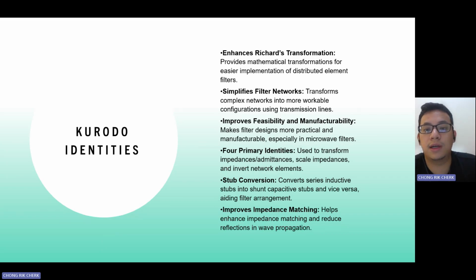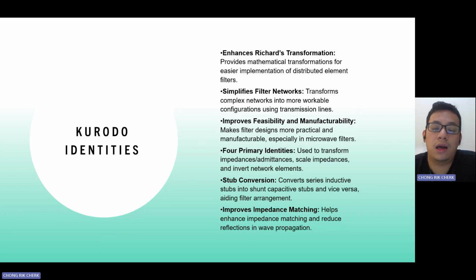The last theory that we will be using is the Kuroda identities. It basically helps the Richards transformation and enhances it. It provides mathematical transformation for easy implementation of distributed element filters. It also simplifies filter networks because it transforms the complex network into a more workable configuration using transmission lines.